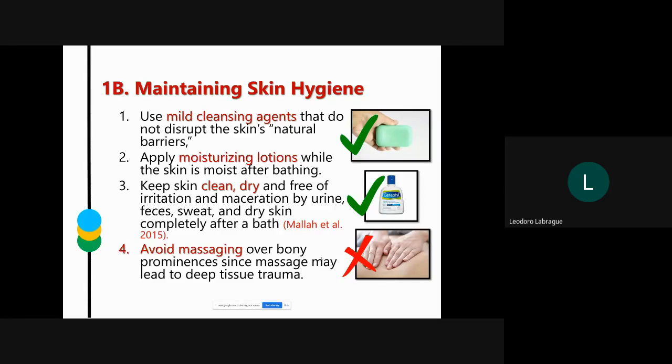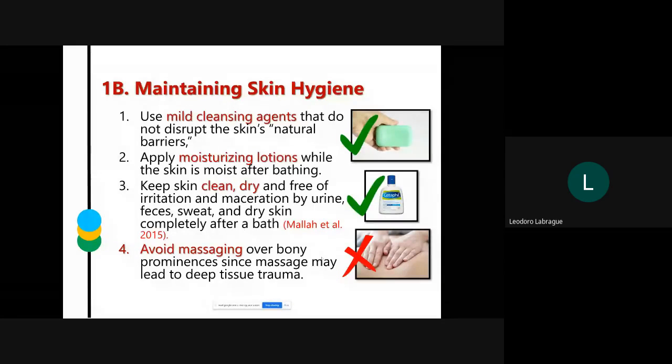Again, if you have noticed a pressure ulcer on the skin, even if it is first stage level only, avoid doing massage. Why? Because doing massage on the reddened area will actually cause damage or trauma to the skin tissue. Again, cleansing soap, moisturizing lotion, keeping the area clean and dry. Number 4, avoid massaging the area. That's why you will see in the photo, there is an X. The lower photo has an X, which means you never do that in an area with pressure ulcer.